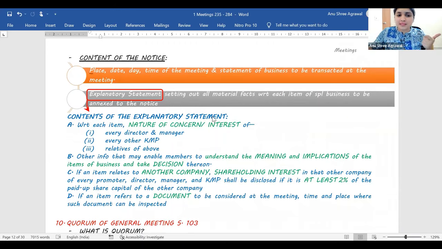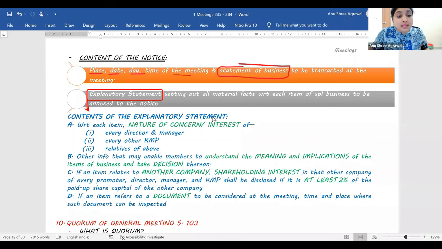I will write the place, date, time, when and where the meeting is going to be held, and what we are going to discuss in the meeting, the agenda. But we don't use the word agenda, we use the word statement of business. So place, date, time of the meeting, and statement of business, that is agenda: the matters that you're going to be discussing in the meeting.